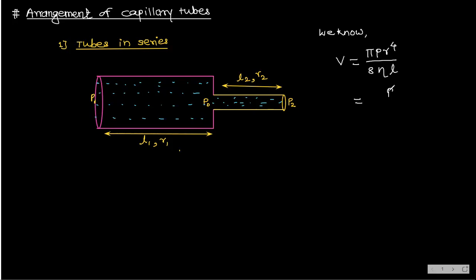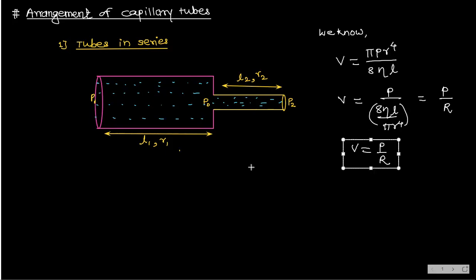Now what I am doing, I am just keeping this P above and this pi R power 4 down: 8 eta L divided by pi R power 4. If I am assuming that this complete part is just R, okay, then V is equal to what? P by R. Now what is this R here? This R is called fluid resistance. Understand?